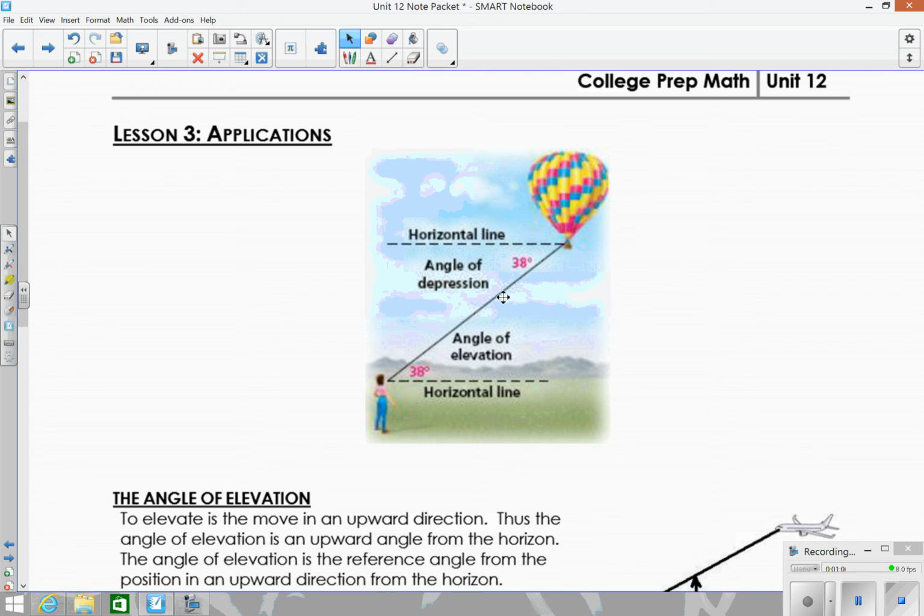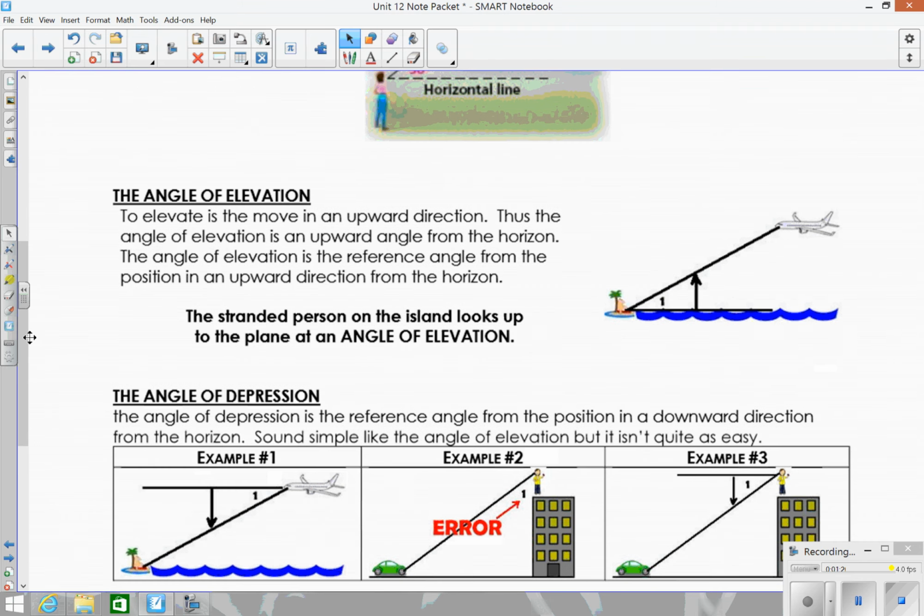That's because these horizontal lines are parallel to each other, and these angles here are actually alternate interior angles. Whenever you have parallel lines and alternate interior angles, they're congruent. So when we're looking at elevation, you're measuring upward. You always measure from the horizon, or the horizontal line. If I'm starting here and going from this island up to the plane, the angle of elevation is down from this horizontal line, up to that plane. So it's always got to be measuring from a horizontal line. It's measuring from the horizon.